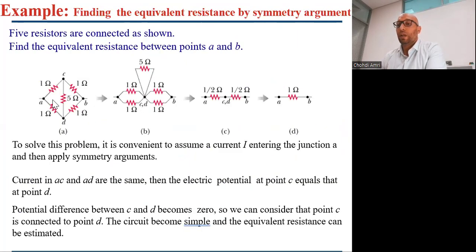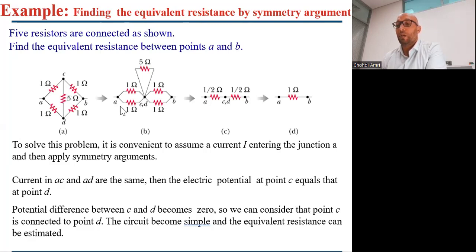Let's move. In this question, it says 5 resistors are connected as shown. Find the equivalent resistance between the 2 points A and B. So he's asking us to calculate the total equivalent resistance. As you see, we have a 1 ohm resistor and a 1 ohm resistor connected. And you see here that we have another resistor.